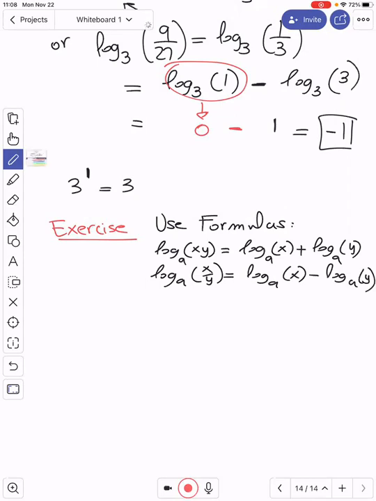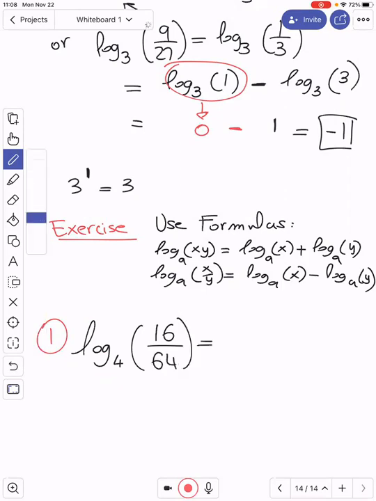Number 1, let's say you have log in base 4 of 16 over 64. And number 2, log in base 4 of 16 times 64.